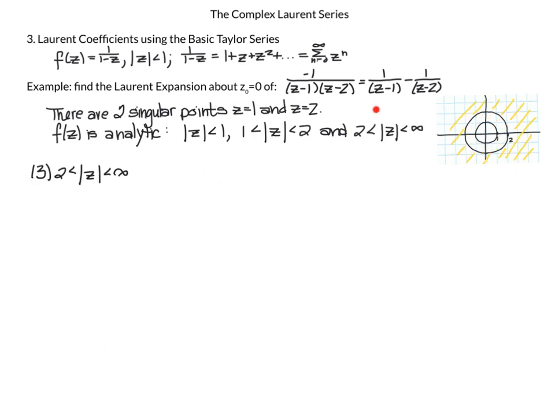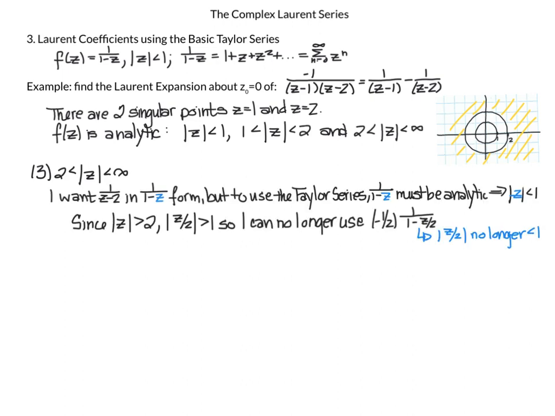And now we're ready for our third and last case when z is greater than 2, which I've written here, and this is the graph, so it's outside z equals 2. Again, I'm going to start with the second fraction, the 1 over z minus 2, and again, I want this in 1 over 1 minus z form, but to use this Taylor series, we must be analytic, so this simple function of z must be less than 1.